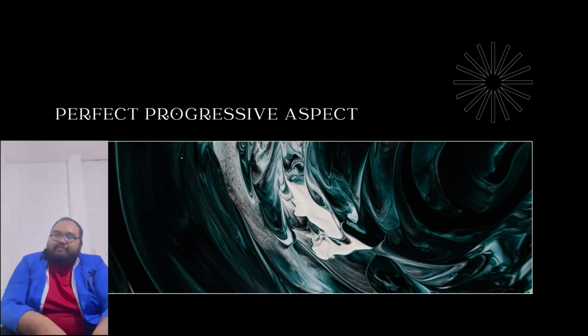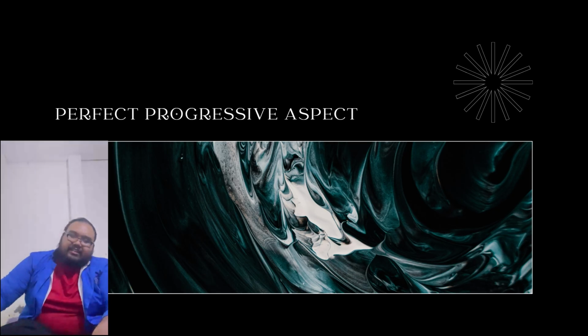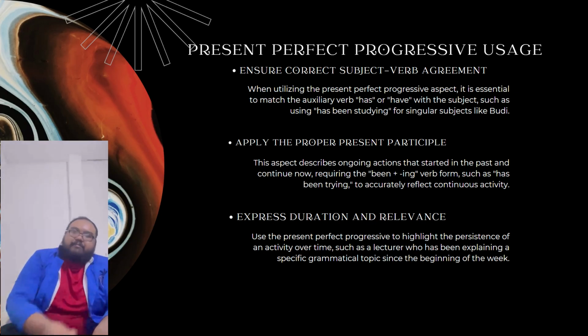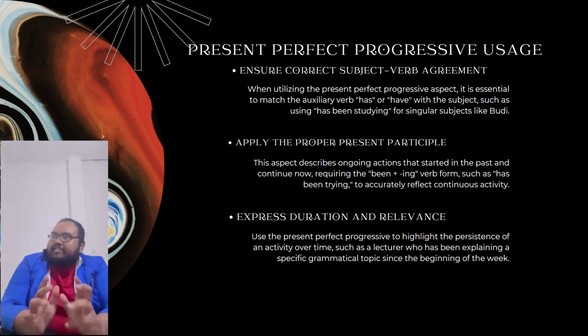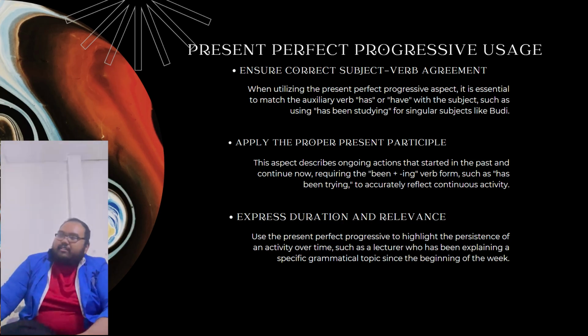Okay, now for the last one, perfect progressive aspect. Present perfect progressive: ensure correct subject-verb agreement when utilizing the present perfect progressive aspect. It is essential to match the auxiliary verb "has" or "have" with the subject, such as using "has been studying" for a singular subject like Woody. A proper present participle.